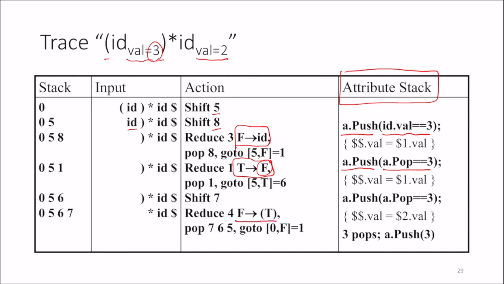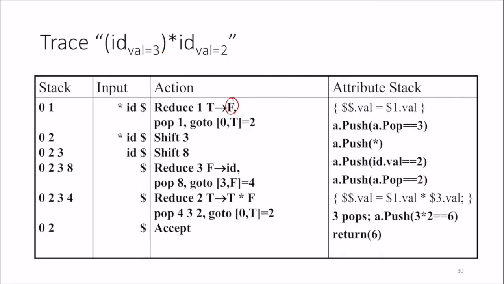This rule, f goes to open paren t close paren, does 3 pops. It takes this value, the $2, and pushes it back onto the stack. So notice that I have this f over here. So this f gets reduced to a t. So what I do is I pop the f, I push it back onto the attribute stack. So far I haven't really accomplished too much, because all this was doing was a bracket around an identifier, right? And we're just making sure that we keep the value of that identifier on the attribute stack.